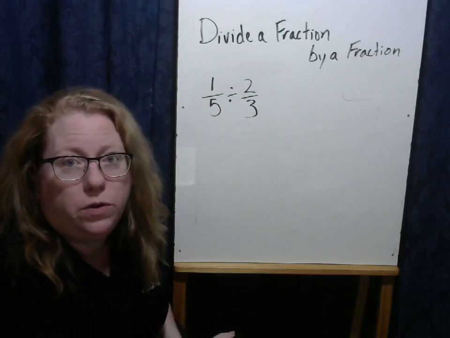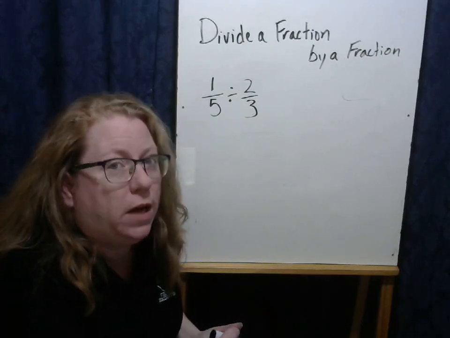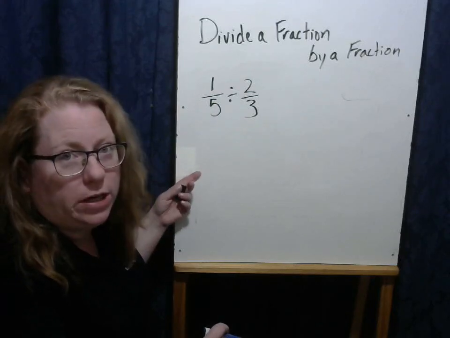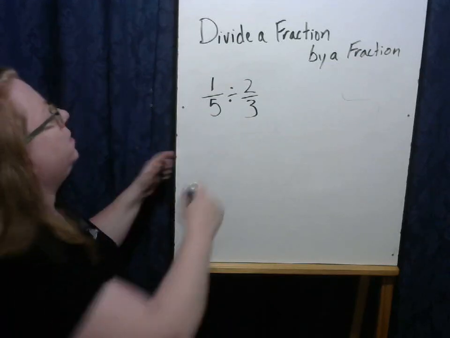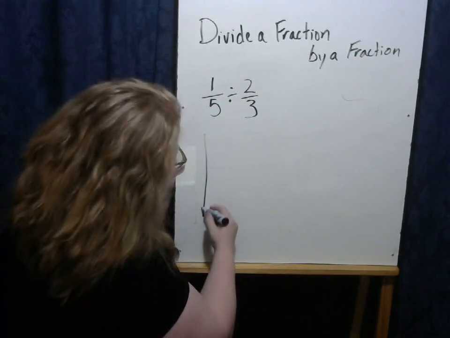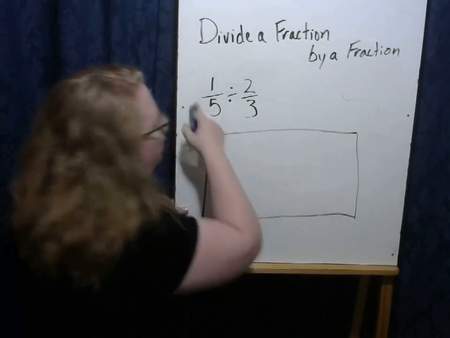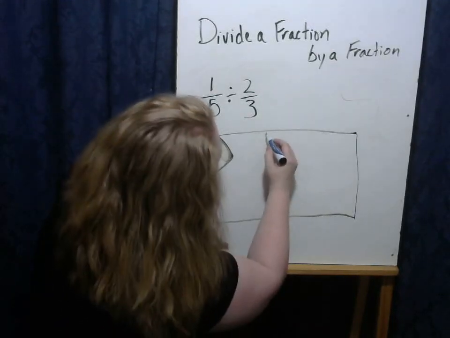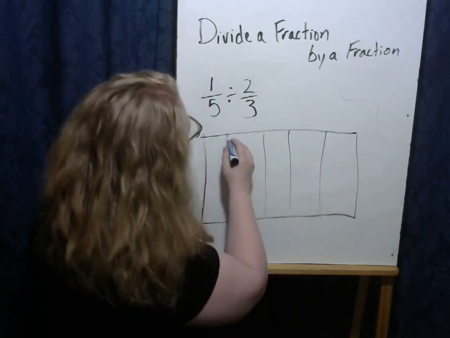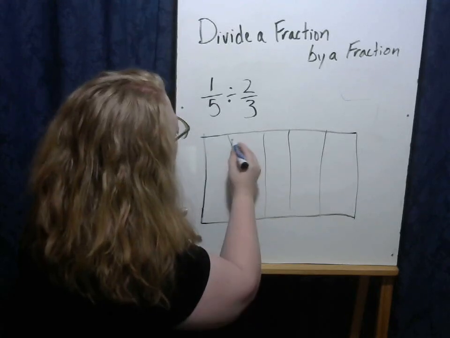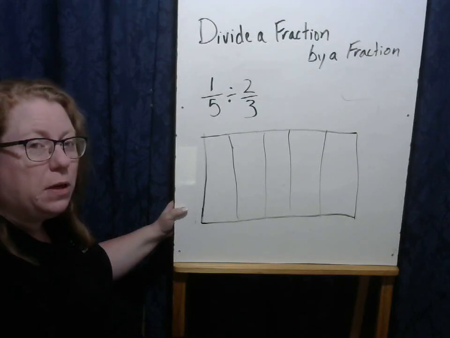So now I'm going to show you a way to model what is going on so that it explains what happens when we do keep, change, flip. Because it's kind of like, well, okay, that gives me the answer, but how did that work? So I'm going to draw a rectangle. And our first amount is 1/5. So I'm going to break it down into fifths. There we go. There's our fifths. And I'm going to divide it by 2/3.